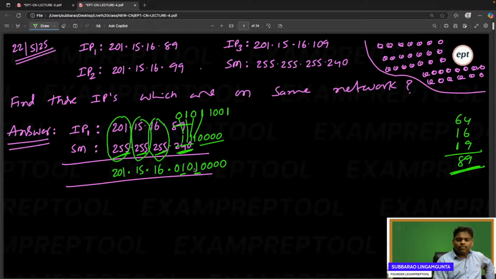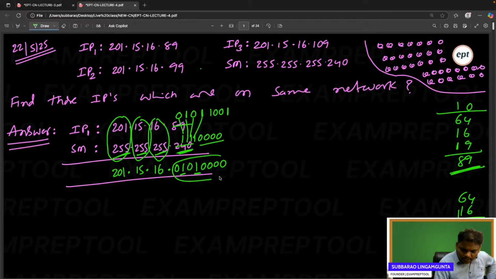64 plus 16. How much is it? I think 80. Please verify. This may be 80. If I have done anything wrong, please check.